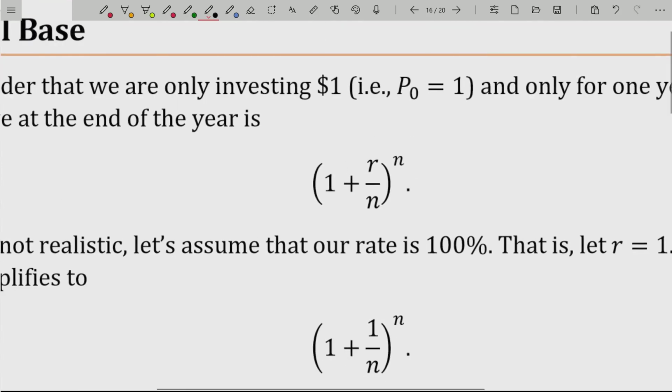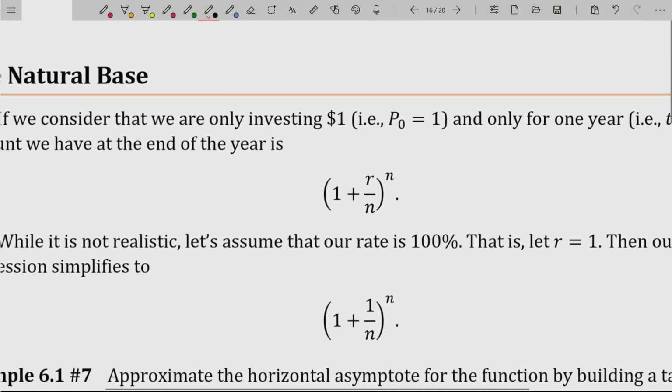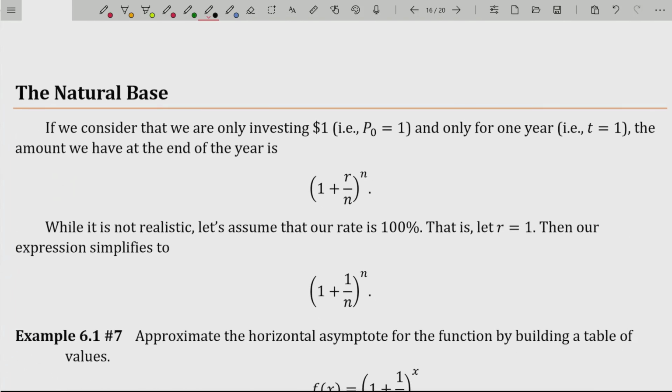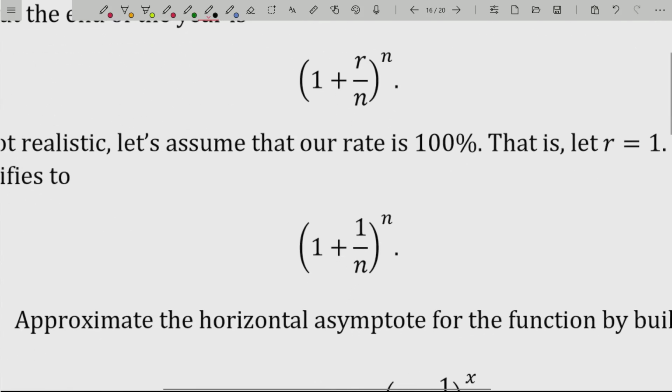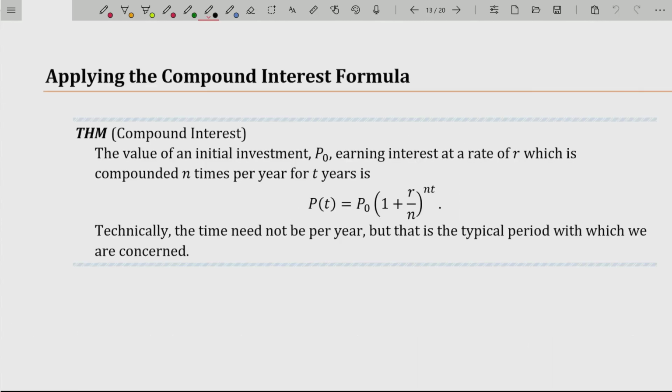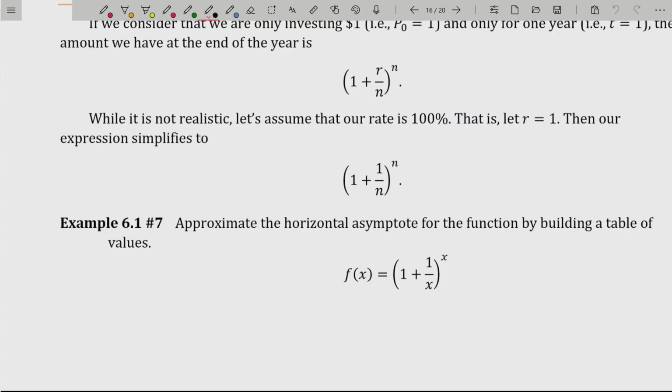But we're going to make a really wacky, non-realistic assumption. We're going to assume that our rate is 100%. That is, r in that formula is just going to be a 1. And then if we do that, our expression simplifies completely down to this beautiful (1 + 1/n)^n. Again, this comes from the compound interest formula, which is this guy right here. We basically assume that that's 1, and that's 1. Otherwise, it is the compound interest formula. Once we've made that assumption, we can really start playing with this.